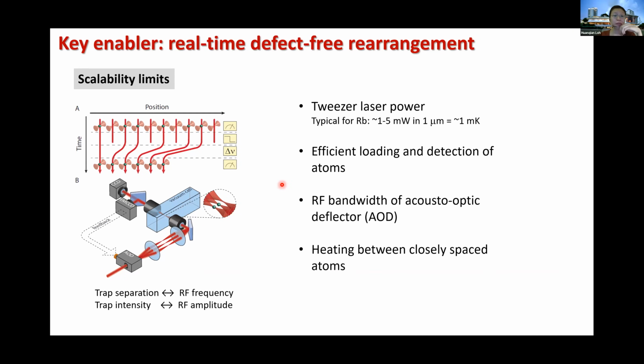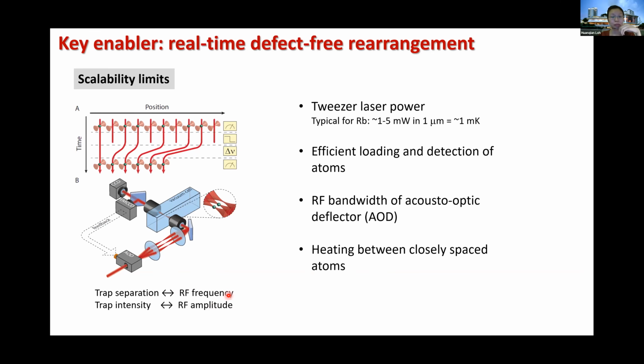The other things that could limit your scalability would be, for instance, the radio frequency bandwidth of this acousto-optic deflector. So each acousto-optic deflector comes with several tens of megahertz of bandwidth. And again, the way this works is that it maps the radio frequency onto the trap separation, and it also maps the RF amplitude onto the trap intensity.